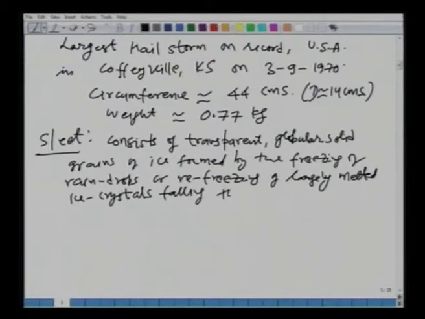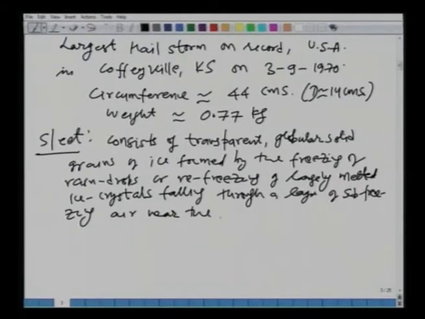Falling through a layer of subfreezing air near the earth's surface. Okay. So, what is sleet? Sleet is a phenomenon again that occurs in the atmosphere, not on the ground.